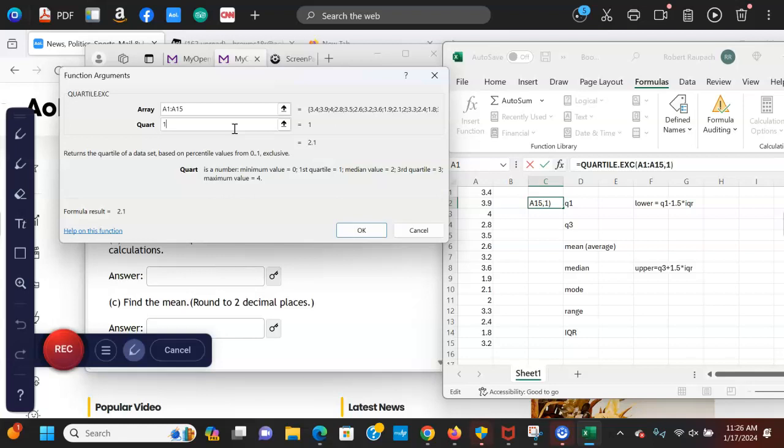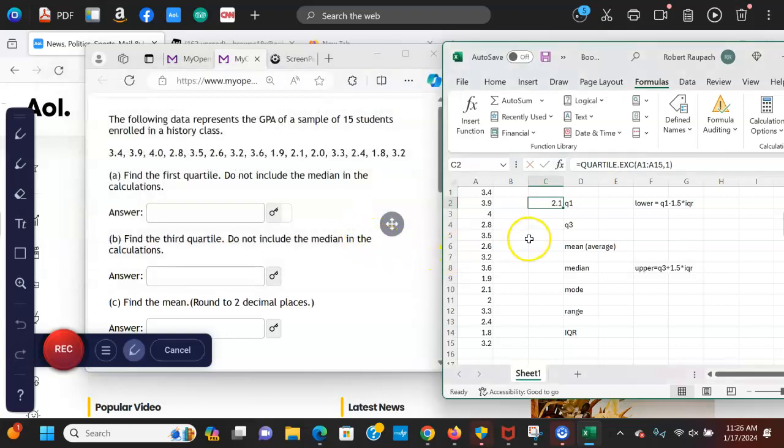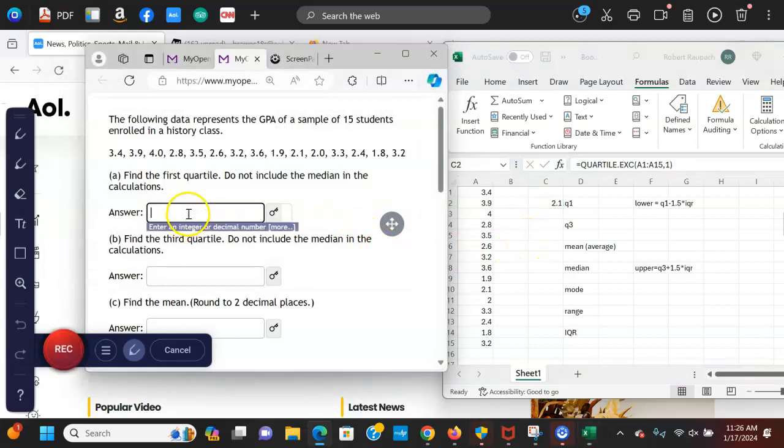And please watch the other videos to explain, if you haven't seen any of my videos embedded in the course yet. I'm not going to do it in this video. I did explain what Q1, median and Q3 mean and all that, so I'm not going to do that in this video. Okay. 2.1 is the Q1.